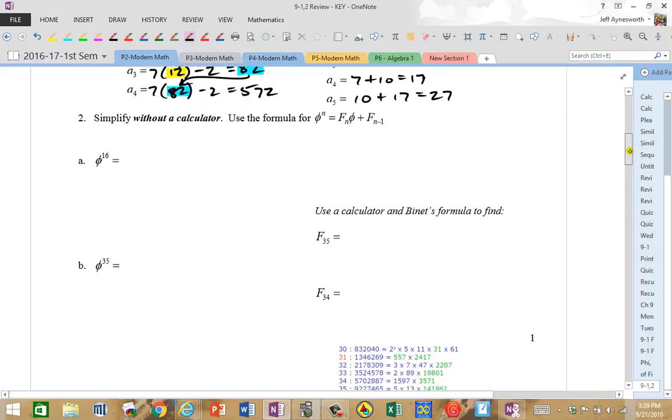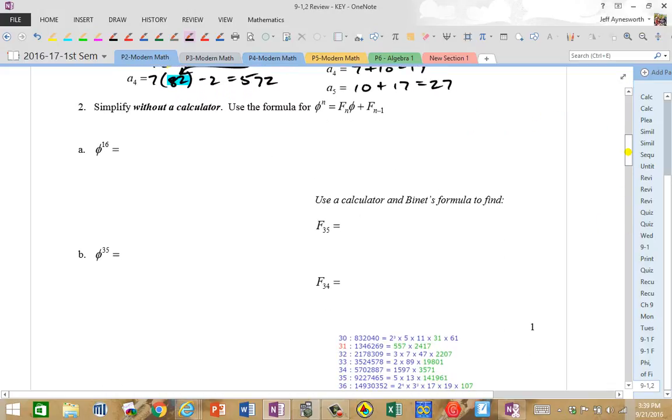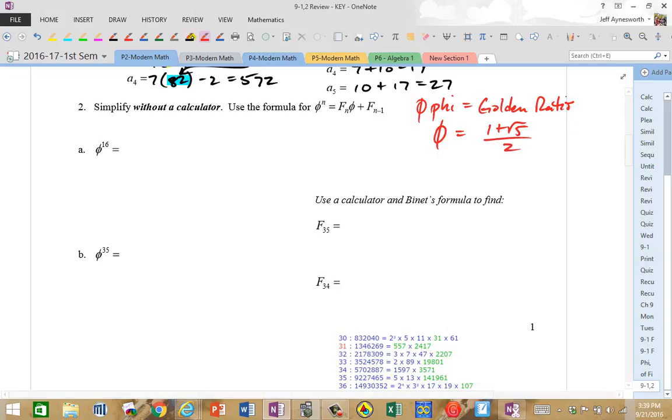Okay. Next one here. We've got to simplify without a calculator. So we're going to use the famous phi to the nth power formula here. So phi, your golden ratio. Remember phi, that golden ratio. Phi is equal to (1 plus the square root of 5) divided by 2, or 1.618 as an approximate number. So we're going to take that to the 16th power, and this is how we do it.